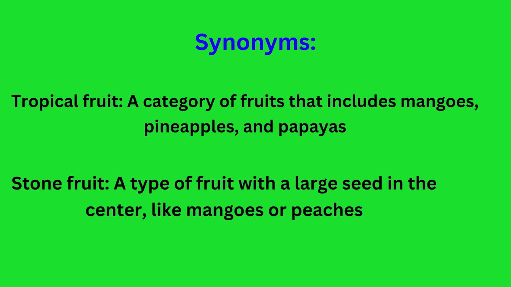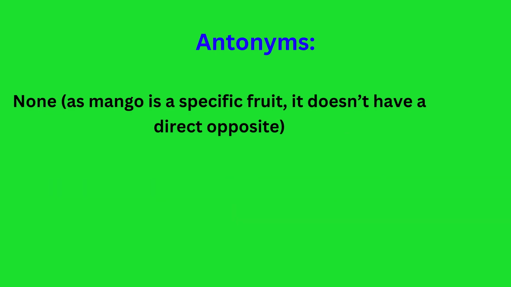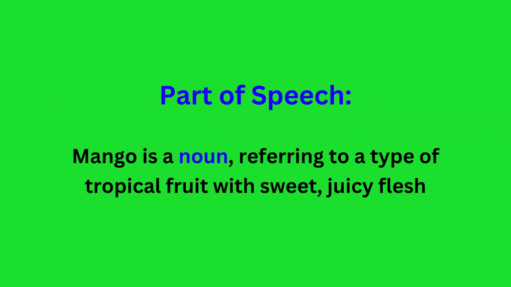Synonyms. Some related terms for mango are tropical fruit, a category of fruits that includes mangoes, pineapples, and papayas. Stone fruit, a type of fruit with a large seed in the center, like mangoes or peaches. Antonyms. The opposite of mango would be none, as mango is a specific fruit, it doesn't have a direct opposite. Part of speech. Mango is a noun, referring to a type of tropical fruit with sweet, juicy flesh.